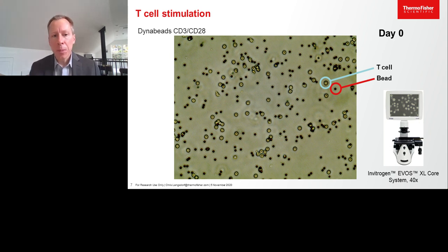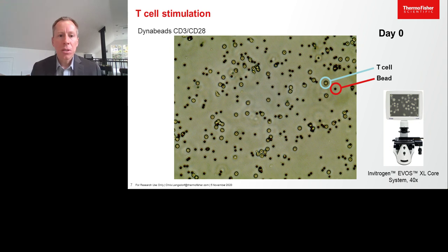If we were to take PBMCs and use these CD3 and 28 Dynabeads to isolate T cells, and then just plate them here in a T75 flask, we can see the beads are not that much smaller than a T cell. We can easily visualize them both here at 40x on our EVOS XL Core microscope. Now, immediately after plating, both of these components, the beads and the cells, will settle to the bottom fairly quickly, and we can image them.